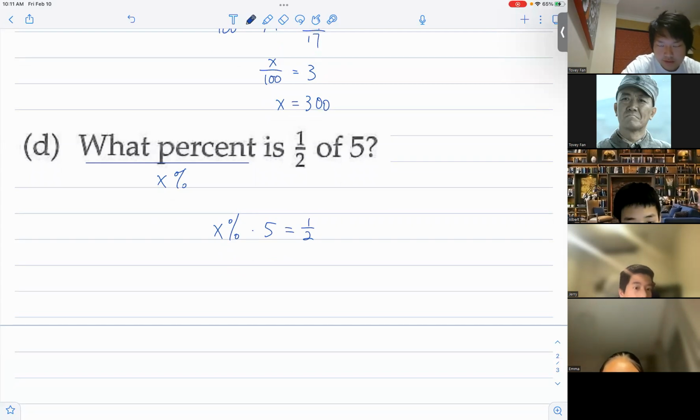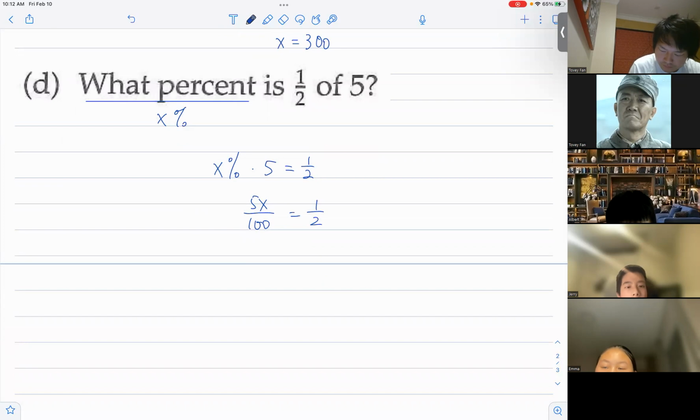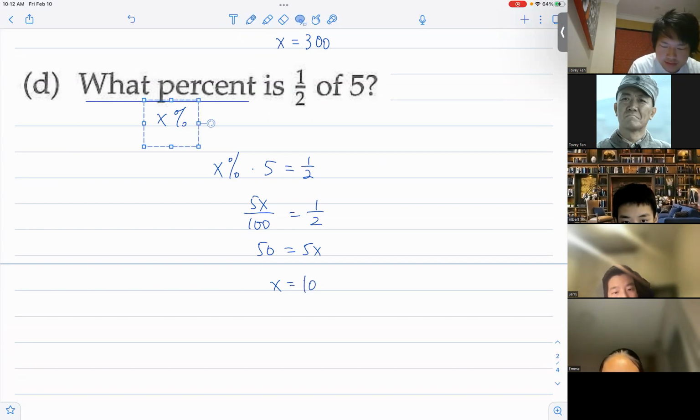how do we solve for x? 5x over 100 equals half. Good. And then we multiply by 100, which gives 50 equals 5x. 50 equals to what? 5x. Yeah, 50 equals 5x. Okay, yeah. And x is 10. 10%. Yeah. So for the answer, you have to write down 10%. The question is asking for a percent, okay?